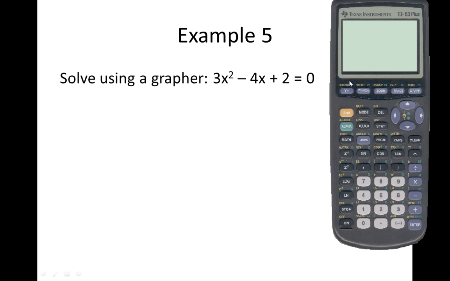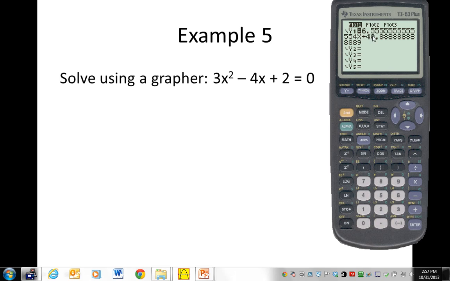So I'm going to press y equals. I've got some stuff in here, so I'm going to clear it out. My stat plot is on, which I'm not going to use, so I'm going to click over on plot 1 and press enter. Now let's put the equation in. 3x squared minus 4x plus 2. And put a 0 over here, watch it. I generally start off with pressing zoom 6. And we're trying to find that point of intersection there.